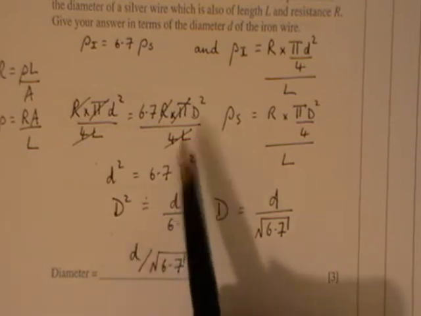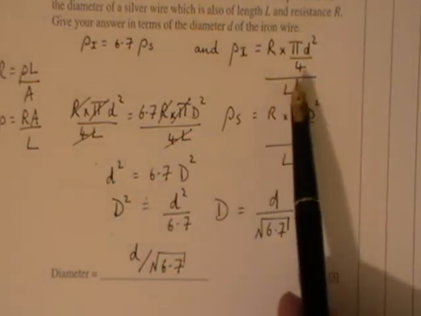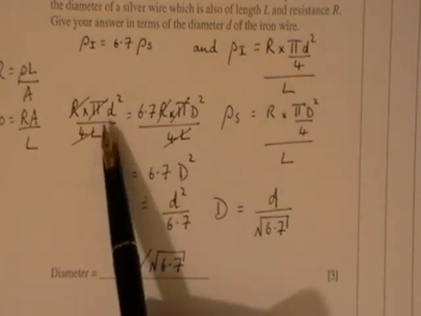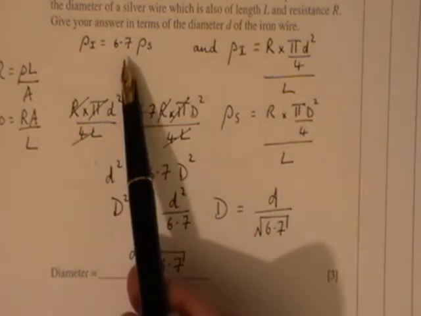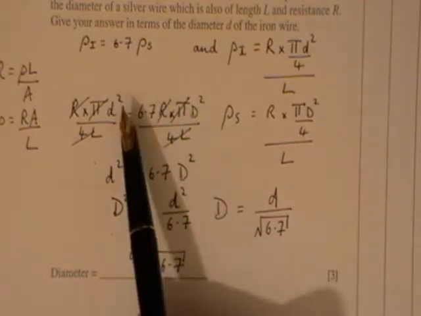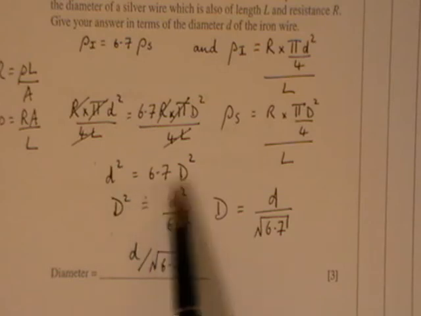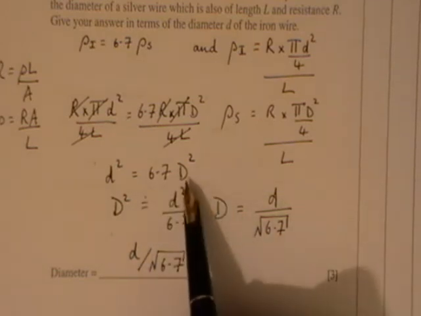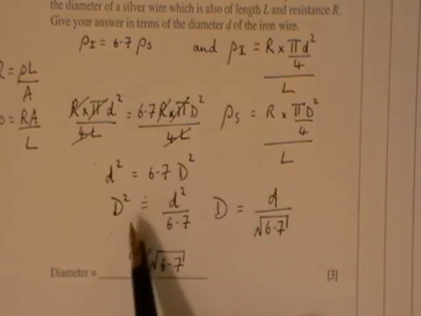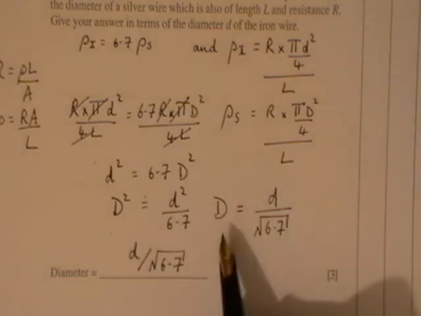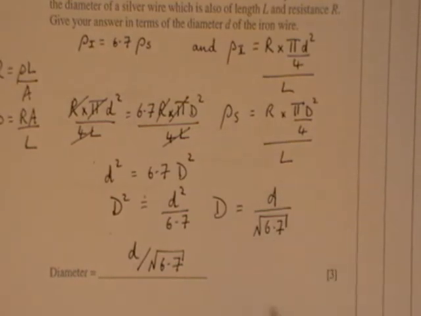So again, we've just worked out the resistivity of iron and the resistivity of silver. We've said that the resistivity of iron is 6.7 times that, so we put that in there. These all cancel down to leave us with d squared equal to 6.7 times that. Big D squared is what we're looking for, so big D squared is equal to d squared over 6.7. Therefore D is equal to d divided by root 6.7.